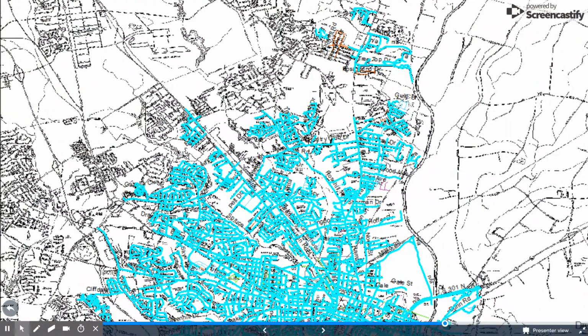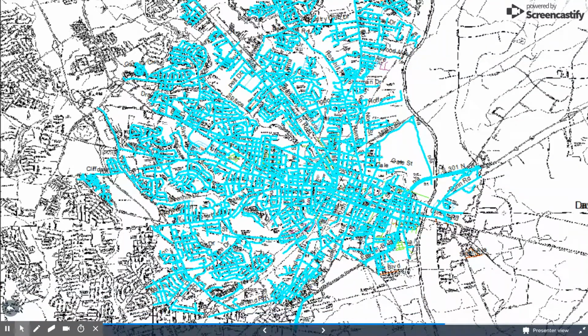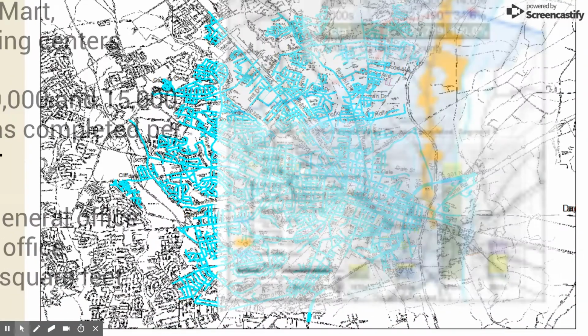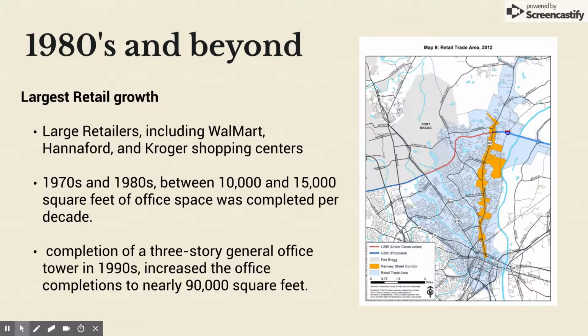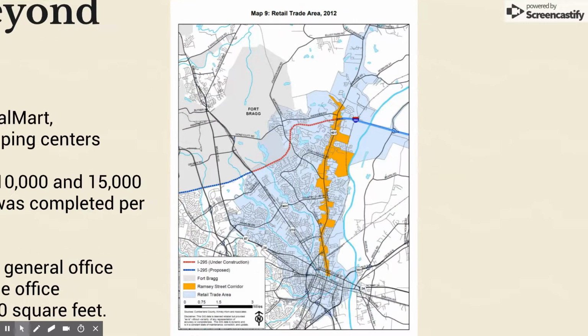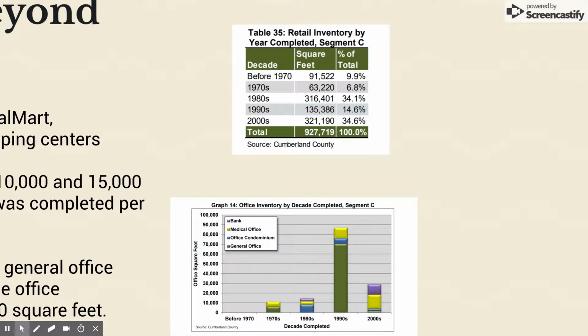In 1825, we had single-use homes in the center. They're starting to change that because they need more businesses to come. So now we're seeing Walmart, Kroger, all of these places are actually coming. And now they're trying to change. This is actually the Ramsey Street corridor. They're trying to redevelop that area for commercial use.